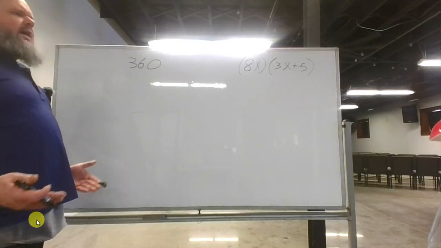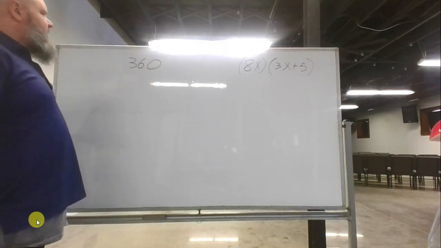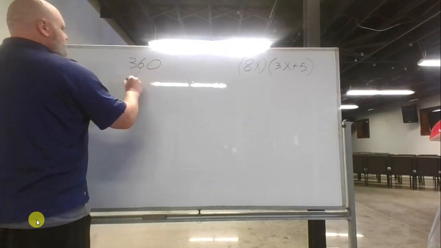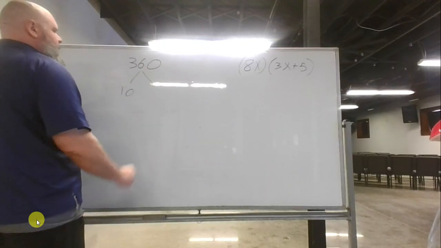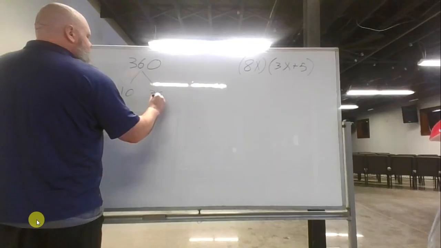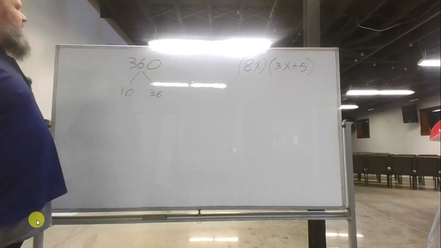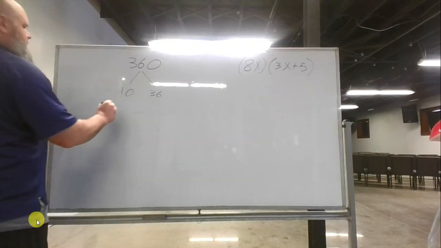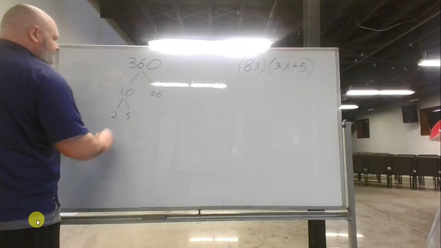Well, 360, it ends in 0, so we know it has a factor of 10. I'm going to put 10 here. And 10 times what gives me 360? 36. Now, are these prime numbers? No, neither of these are prime numbers. So let's look at the 10. Let's break this down. We know it has factors of 2 and 5. Now, 2 and 5 are both prime numbers, so I'm just going to go ahead and circle them so that I know I'm done with them.